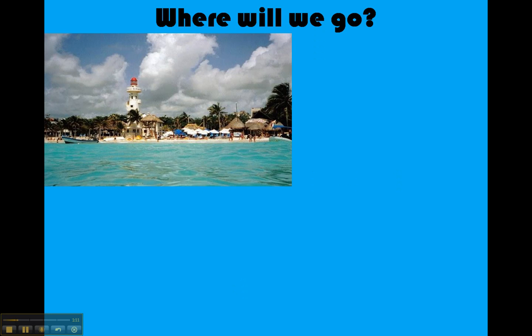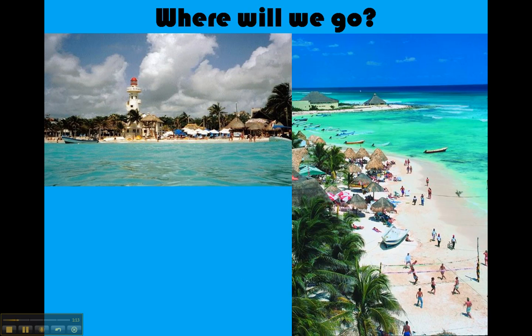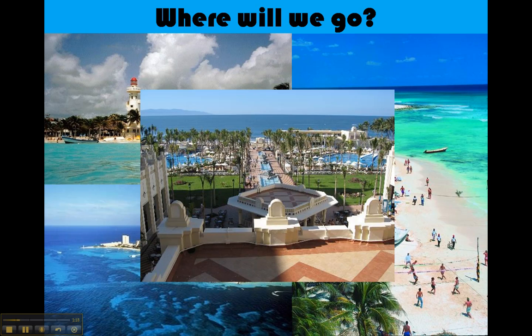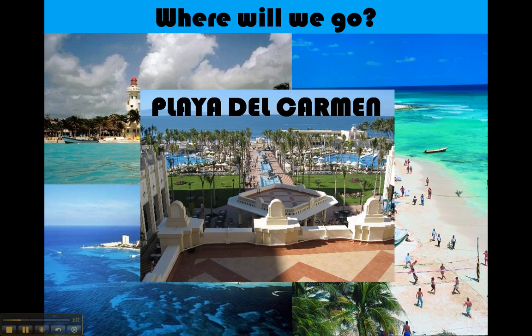Now, first thing is, where will you go? The example that I've chosen, I'm going to give you pictures so that people have a visual presentation of the place that you've chosen. And then you'll let us know what city you've chosen. My city is Playa del Carmen.